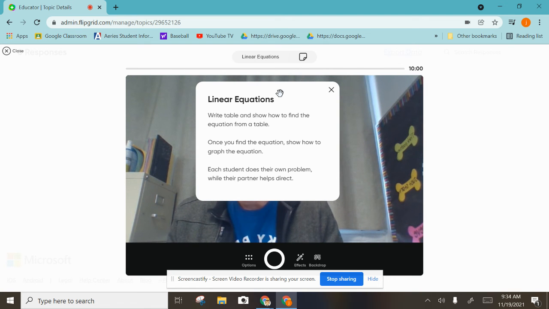I need you to pay attention very, very closely to this part of the lesson because this is instrumental on how to do it. So let's just go ahead and read this together. Write a table and show how to find the equation from a table. Once you find the equation, show how to graph the equation. Each student does their own problem while their partner helps direct, okay?